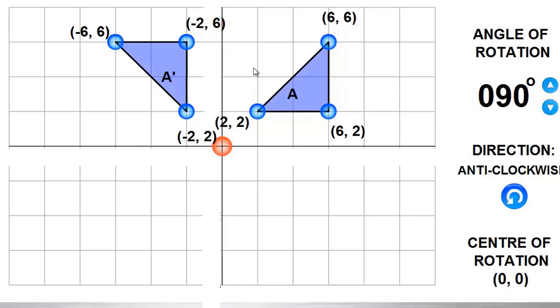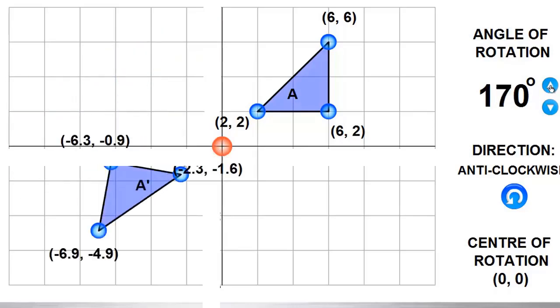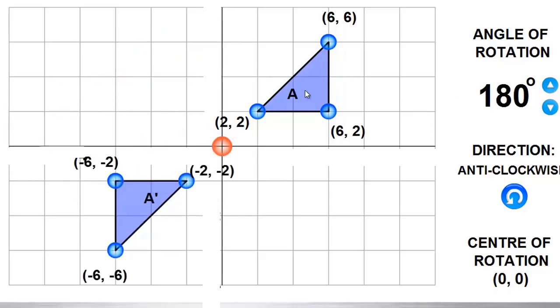In case of 180 degree, this is how the rotation looks, you can observe it. Here, for 180 degree, we don't have to mention whether it is clockwise or anti-clockwise, because either way it will be in the same position. So we can observe what is happening.